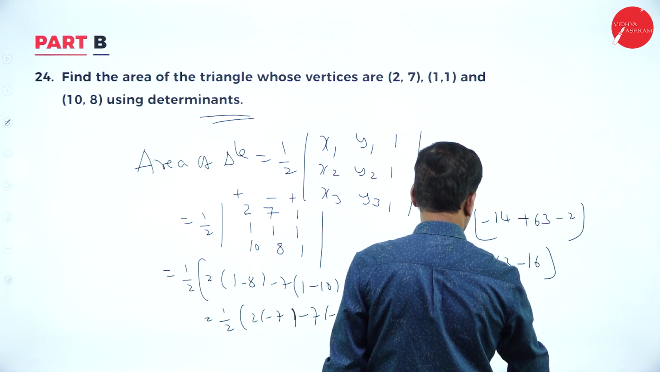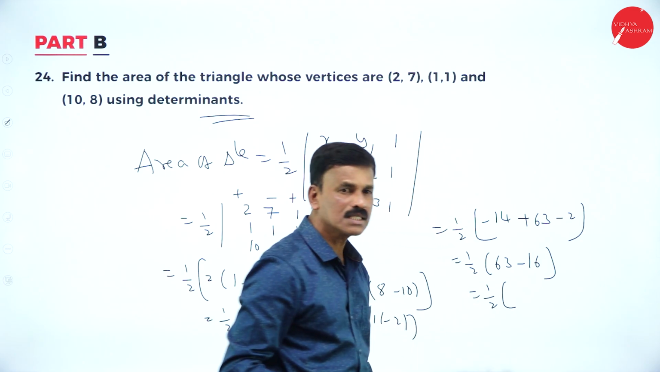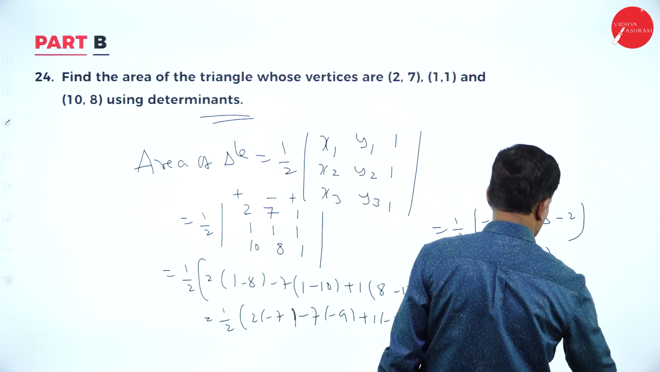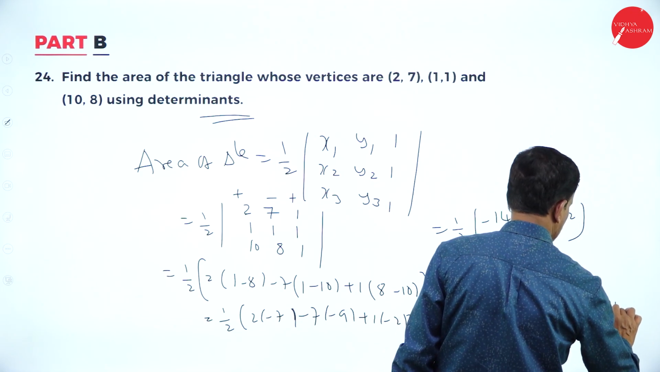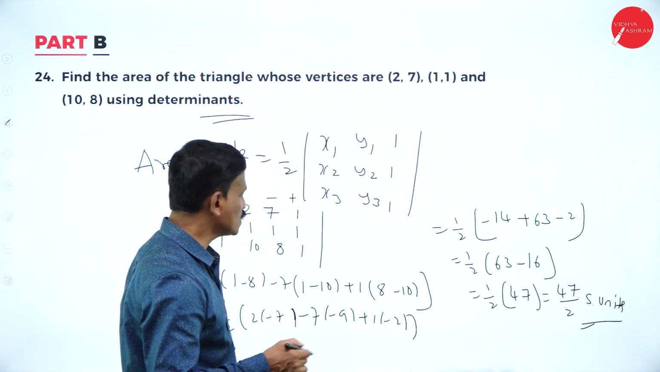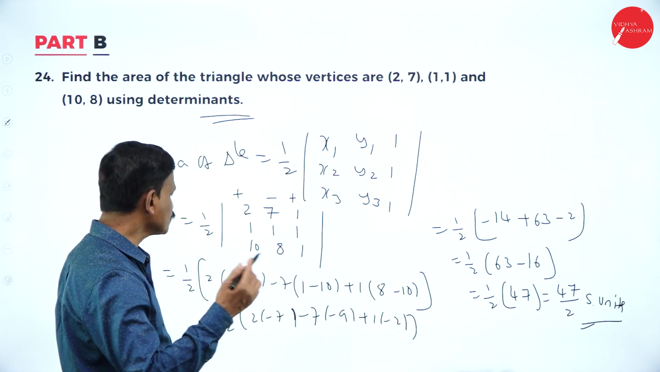What is this equal to? Half into 63 minus 16. So, therefore, area is equal to 47 by 2 square units. That's it. Simplify and check. That's it. This is how we are going to solve this problem.